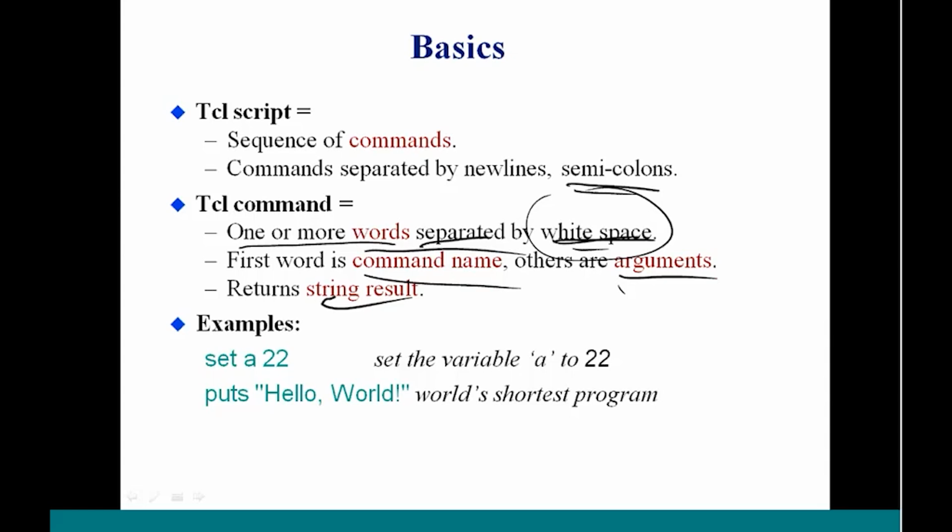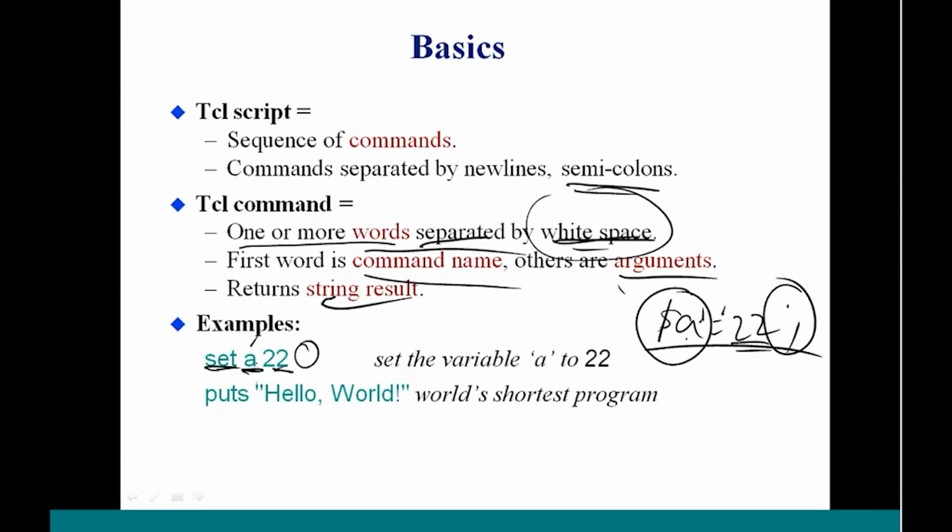So here is one example. This command is set a 22. This is the same as $a = 22 in Perl. Notice that there is no space needed between. In Perl, the dollar is a variable, and the assignment assigns 22 with the terminator as a semicolon. Whereas here there is no dollar, just a and 22, and there is no terminating semicolon.